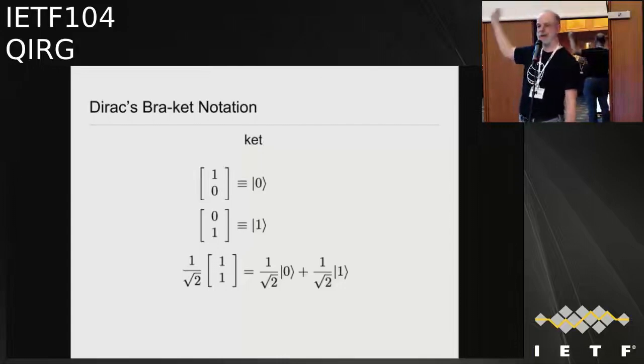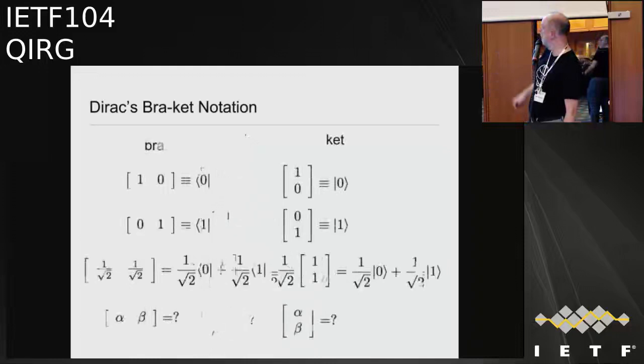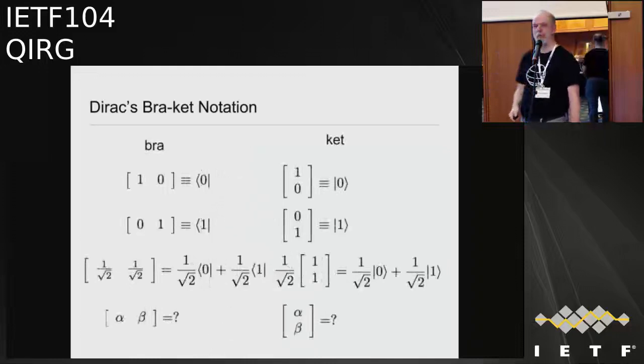This is Dirac's ket notation. You might have guessed from the title of the slide already. There is also a thing called the bra notation. The bra points one way, the ket the other, and you put them together and you get a bra-ket. How nice.